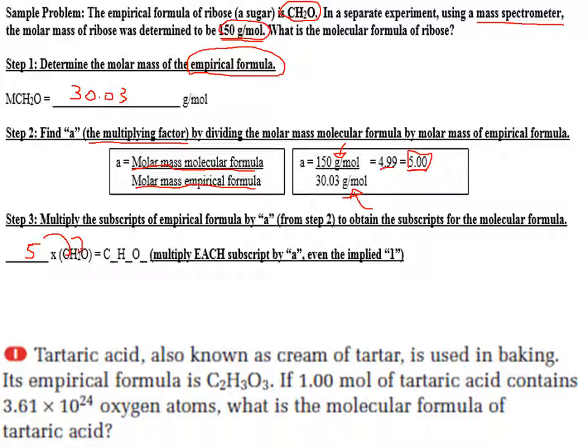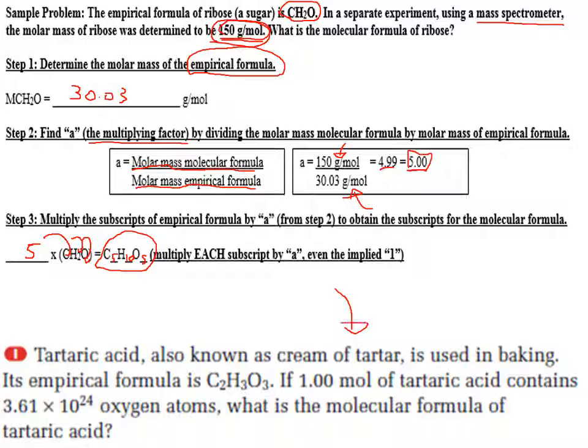So each subscript, even the ones, we then get C5H10O5. And now we have the molecular formula for ribose. We didn't know what it was before, but when we used our mass spectrometer, we figured it out. So whenever you have the empirical formula and the molar mass of the unknown compound, you can figure out your molecular formula. Here's another sample problem for you to try.